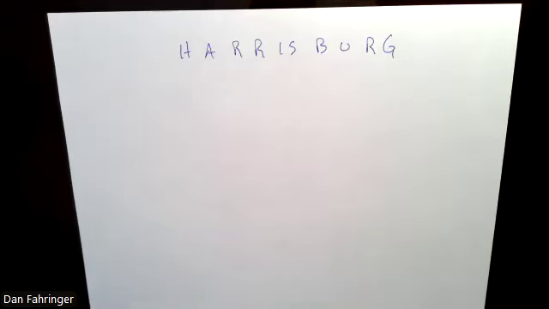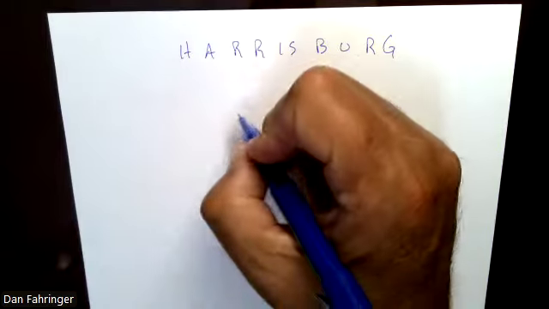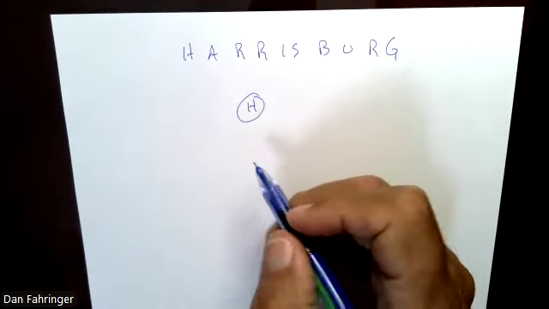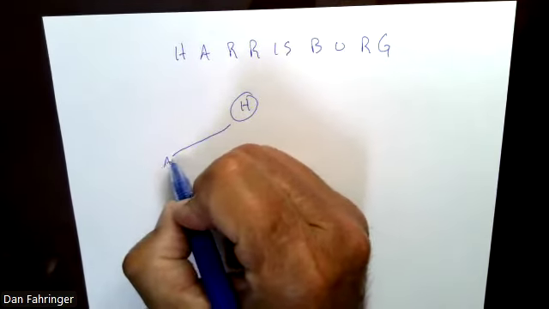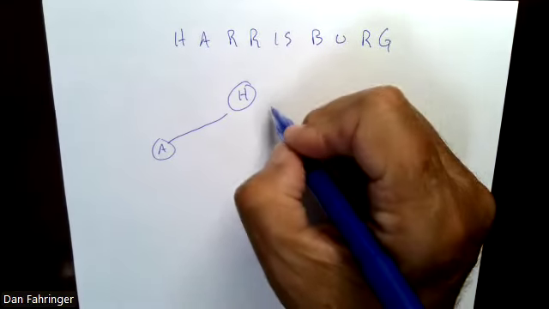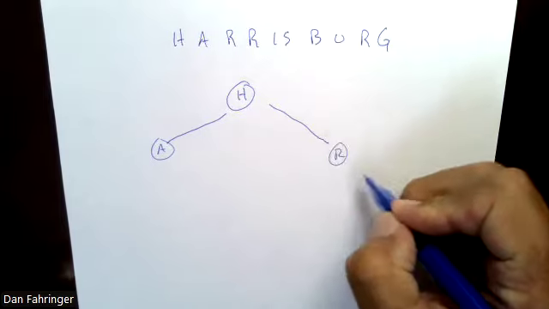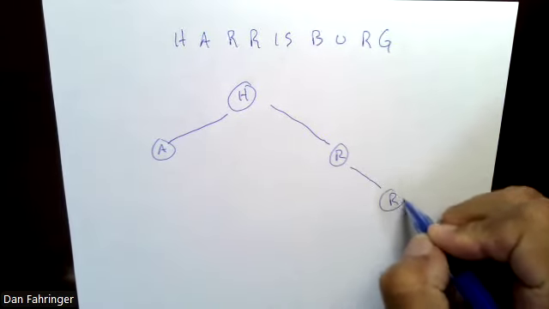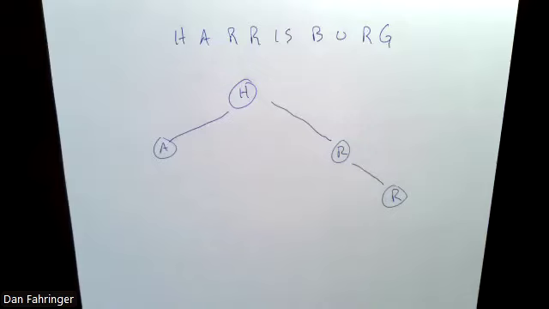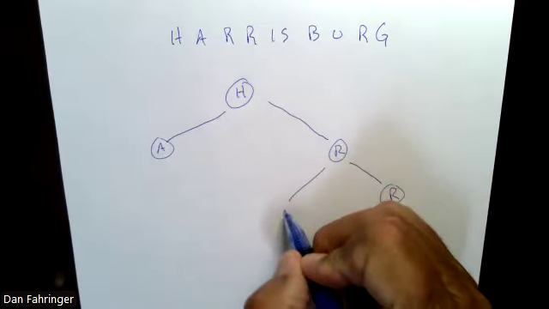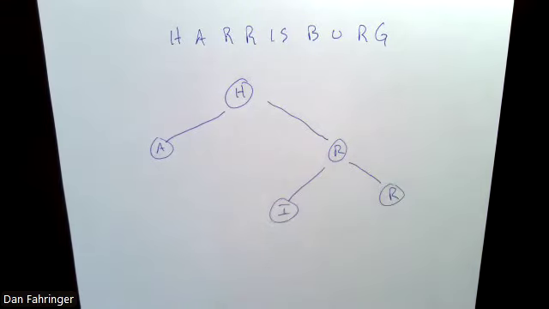The first task of today, binary trees day 2, is to create a binary tree using the letters of the word Harrisburg. I have an H. I have an A. I have an R. And I have an R. You notice my nodes have simply changed into a circular shape. I have an I. Actually, I have two I's.